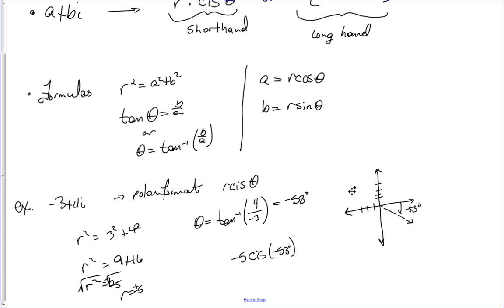All right, so we need to hit this point that we are given. If we want to use our negative 53-degree angle, we have to use a negative r, so that way we go backwards and we can actually hit this point right here.